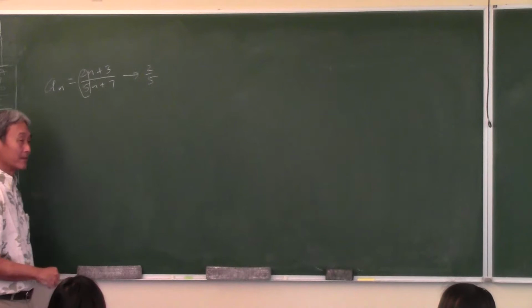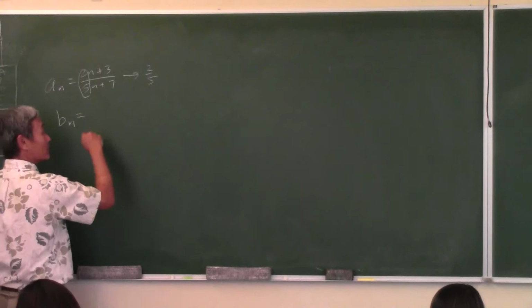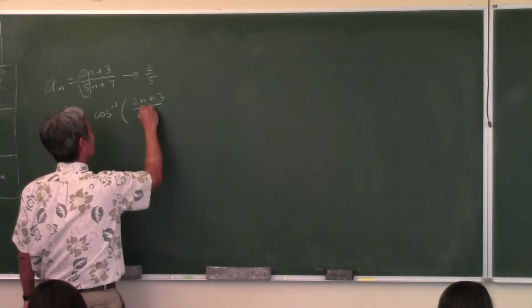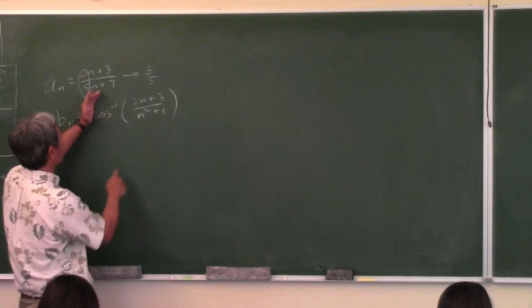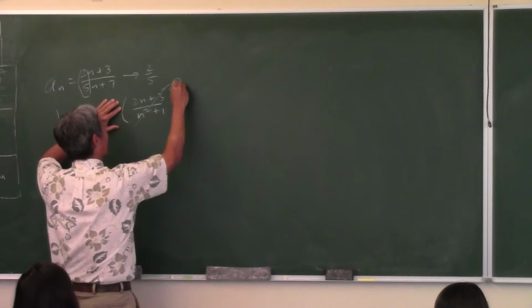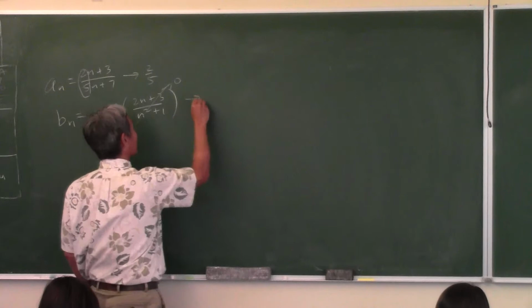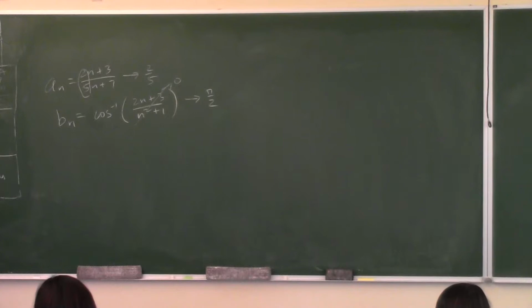Okay, now you think you're good? B sub n is equal to cosine inverse of 2n plus 3 all over n squared plus 1. As n approaches infinity, don't look at the cosine inverse, just look at what's inside. It goes to zero. Very good. So now you just have to figure out what's cosine inverse of zero. Pi over 2. Pi over 2 is correct. So this sequence converges to pi over 2. You guys got to get used to these words, converge and diverge.